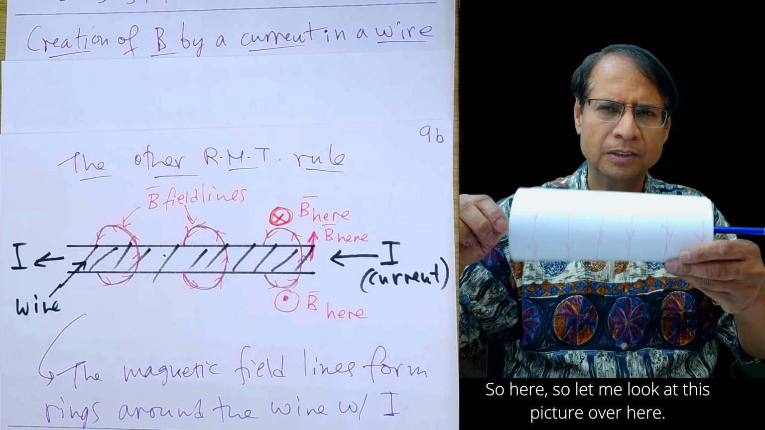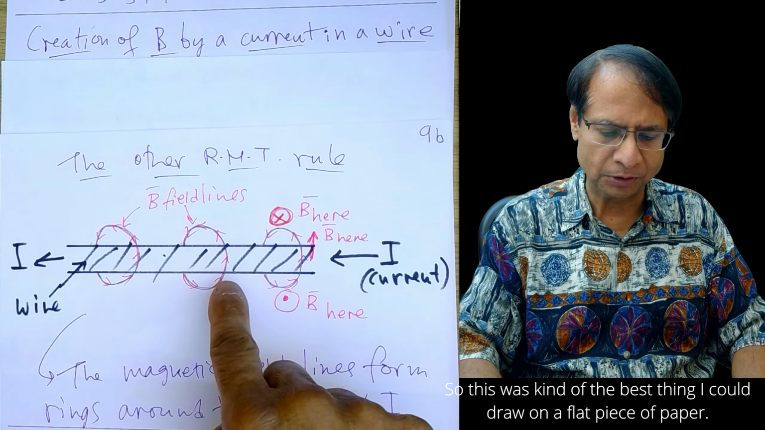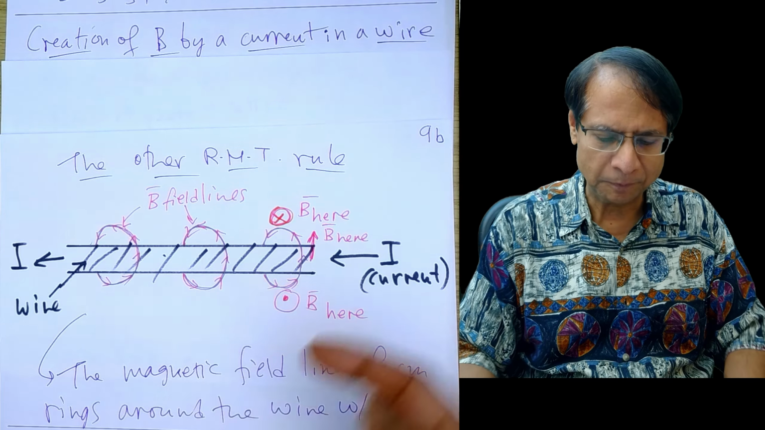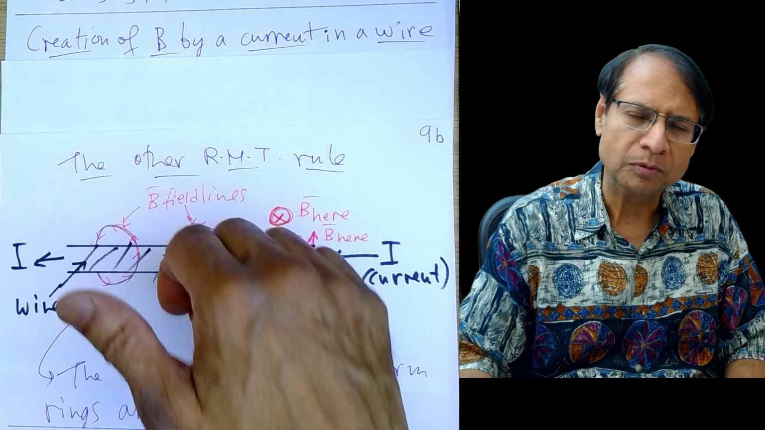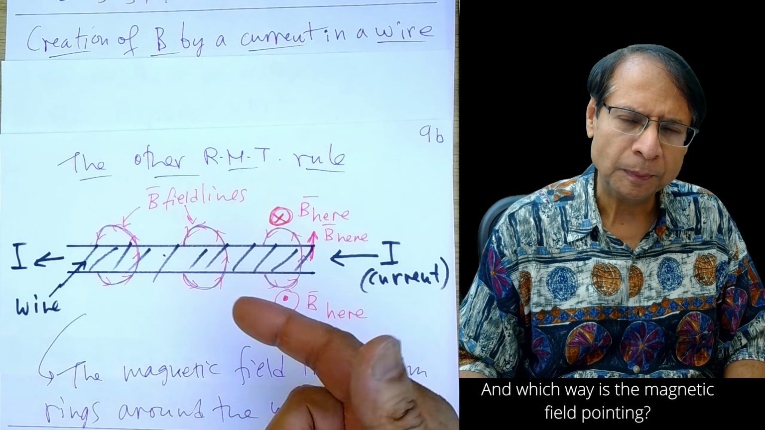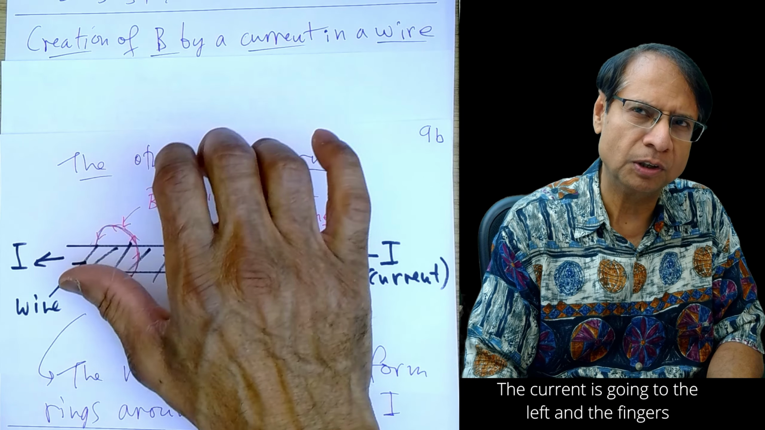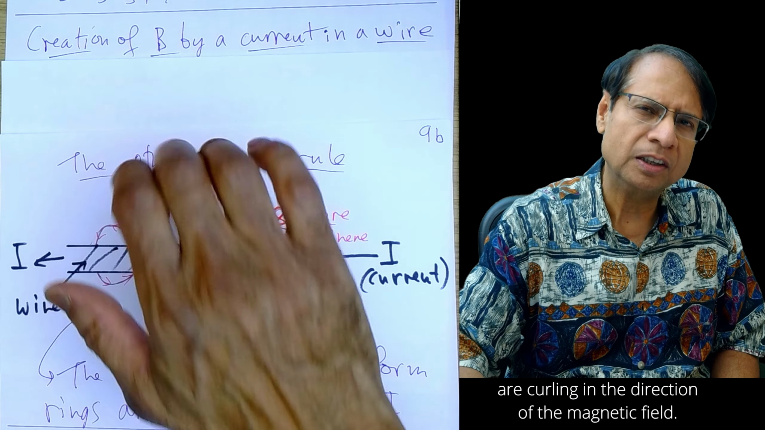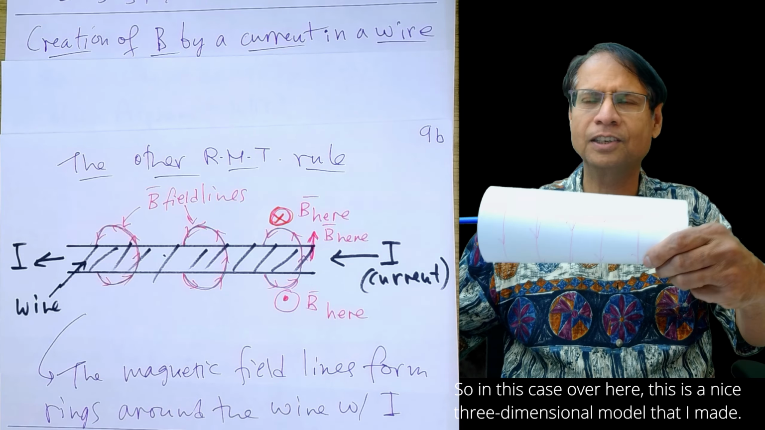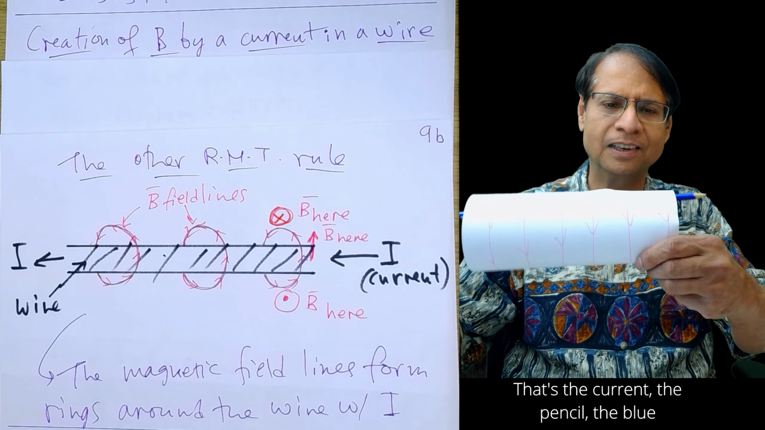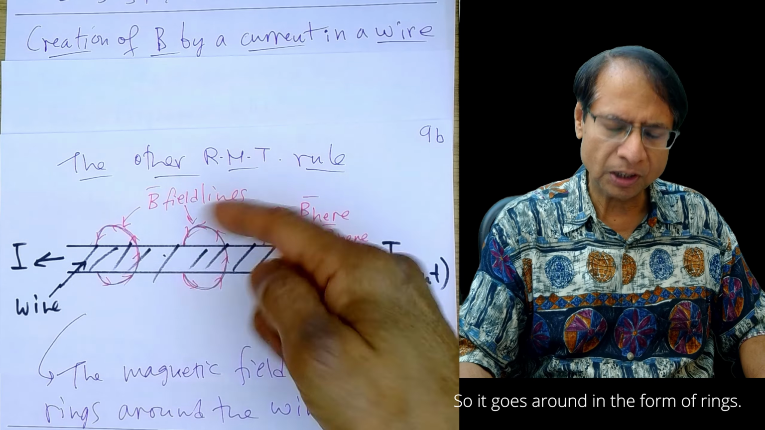So let me look at this picture over here. This was kind of the best thing I could draw on a flat piece of paper. But if the current is going this way, the magnetic field is forming rings around it. And which way is the magnetic field pointing? Put your thumb along the direction of the current. The current is going to the left, and the fingers are curling in the direction of the magnetic field. In this case over here, this is a nice three-dimensional model that I made. That's the current, the blue pencil, and here's the magnetic field. It's going around in the form of rings.